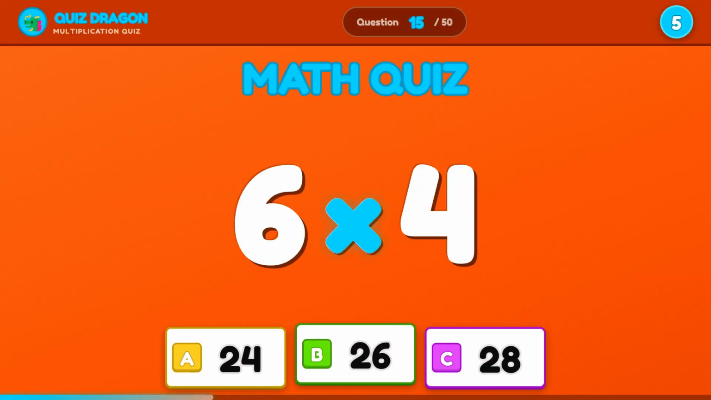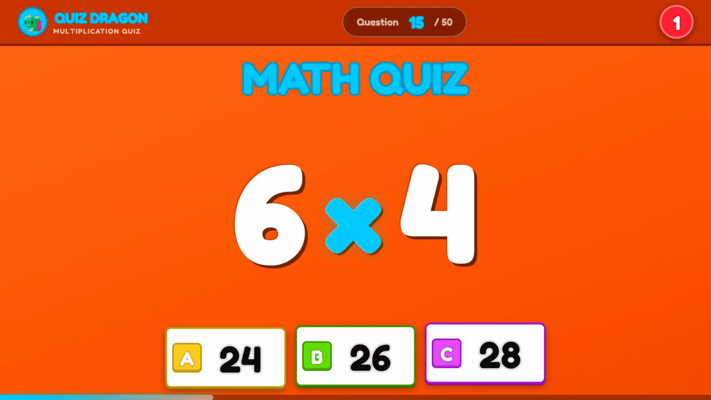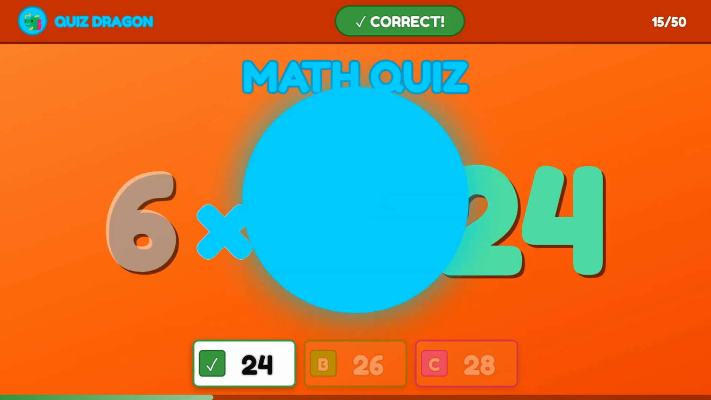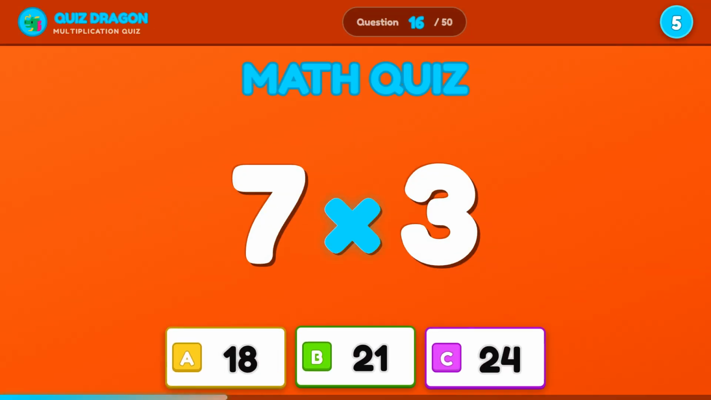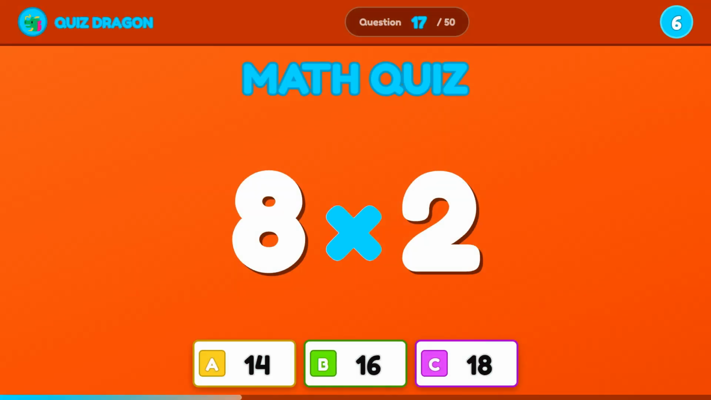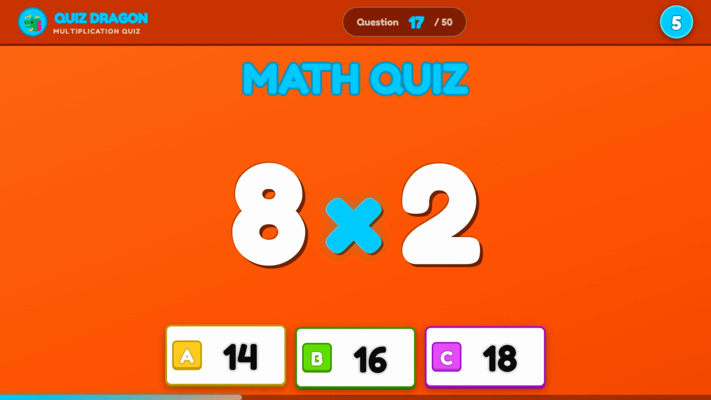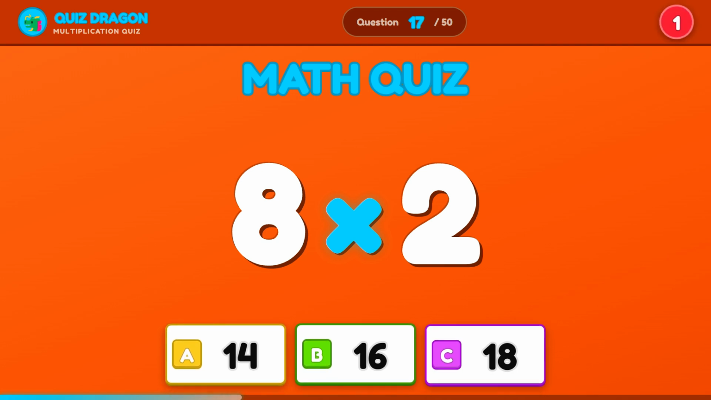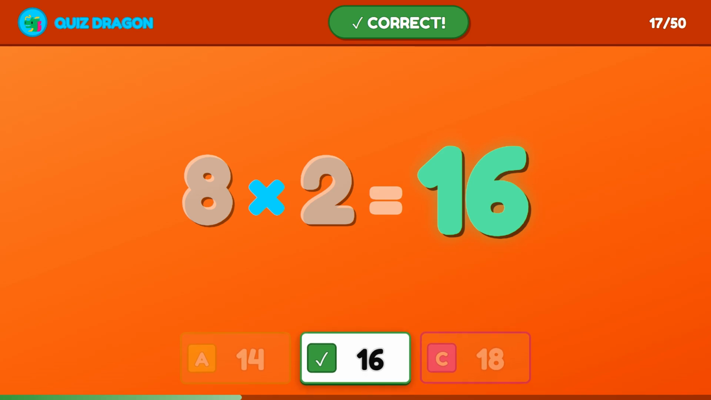Question 15. 6 times 4, what's the answer? The correct answer is A, 24. Question 16. What is 7 times 3? The correct answer is B, 21. Halfway there. Number 17. 8 times 2 equals? The correct answer is B, 16.